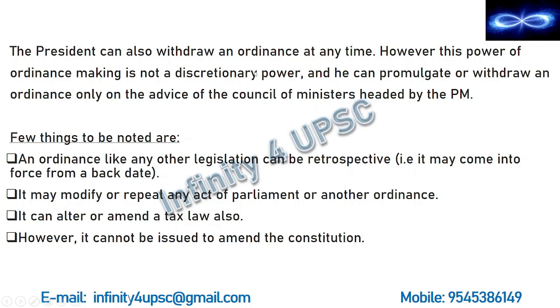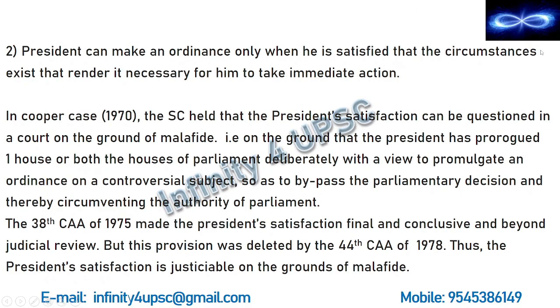Now this is like most other situations where he is not allowed to take a decision by himself. Instead, he has to go by the decision which has been given by the Council of Ministers. So that means he will have to act according to the advice of the ministers. So promulgation he cannot do by himself. Withdrawing he cannot do by himself. Although we have seen that President can make an ordinance only when he is satisfied. Now this satisfaction is not his own satisfaction. Instead, it is the satisfaction of the Council of Ministers headed by Prime Minister. So only with their advice he can promulgate an ordinance.